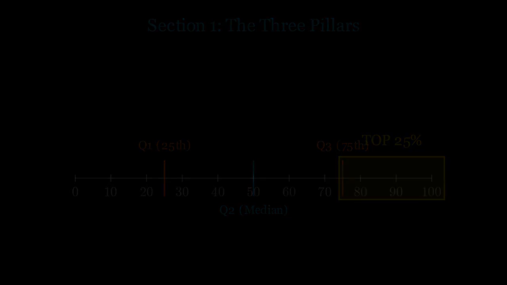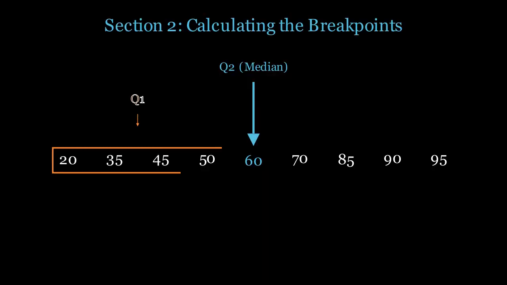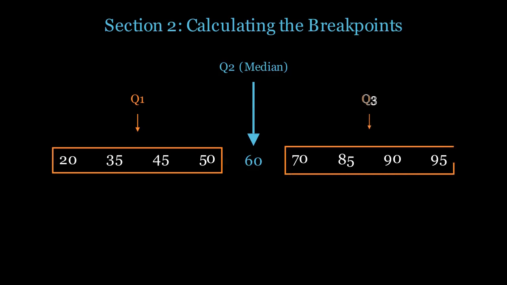Section 2. Calculating the breakpoints. How do we find these numbers? In a sorted dataset, we first find the median, Q2. Then we look at the lower half of the data and find its median, that's Q1. We do the same for the upper half to find Q3. For example, in a set of test scores ranging from 0 to 100, if Q3 is 85, anyone scoring above 85 is in that elite top quarter. This method is robust because it ignores extreme outliers at the very ends.